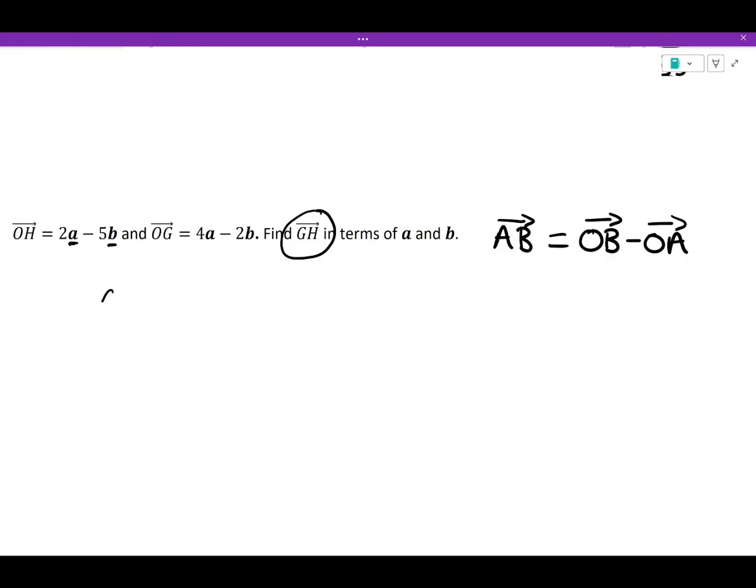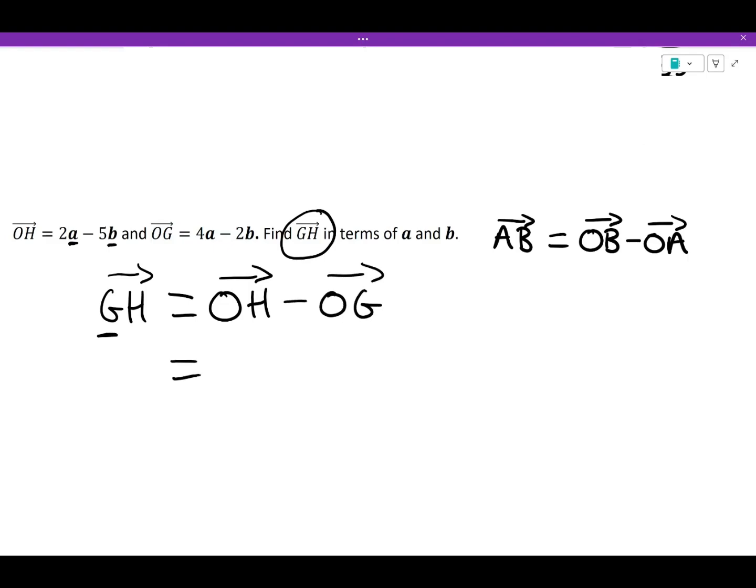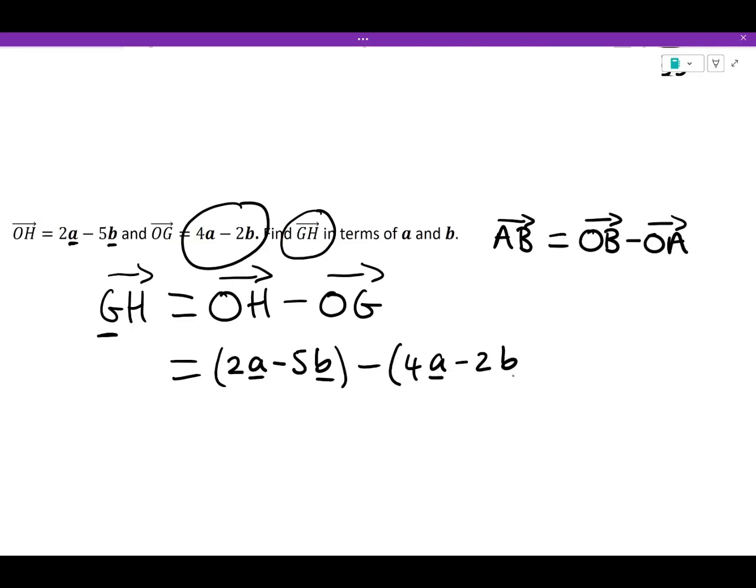So if I want G to H, that is going to be equal to the position vector of our destination, so O to H, subtract the position vector of our start point, so that's going to be O to G, like that. So I'm going to substitute in my vectors for both of these. So for O to H, it is 2a subtract 5b. And I'm going to underline my vectors because I can't write in bold. And then we've got subtract O to G, which is our other vector here. So in brackets, I'm going to put 4a subtract 2b. Make sure you've definitely got brackets there because you're going to be subtracting multiple terms.